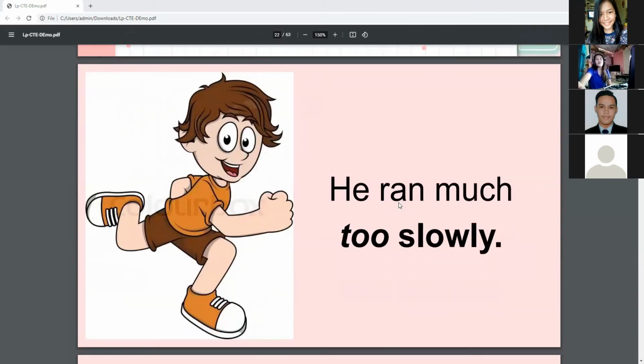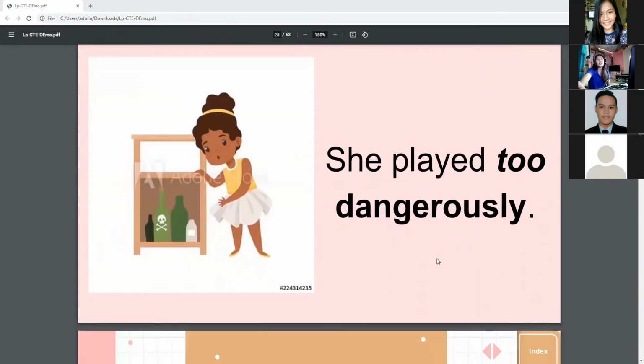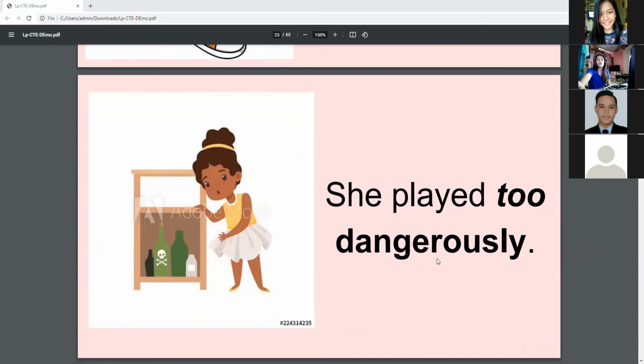Okay, so let us look at this example. Will you please read, Russell? He ran much too slowly. What is the adverb in this sentence? Slowly. So too plus slowly. Slowly is the adverb. Next, Anthony. She played too dangerously. What is the adverb in the sentence? I think the adverb is dangerously. So dangerously adds to the sense of the verb, which is played. So too plus adverb, or too plus dangerously.